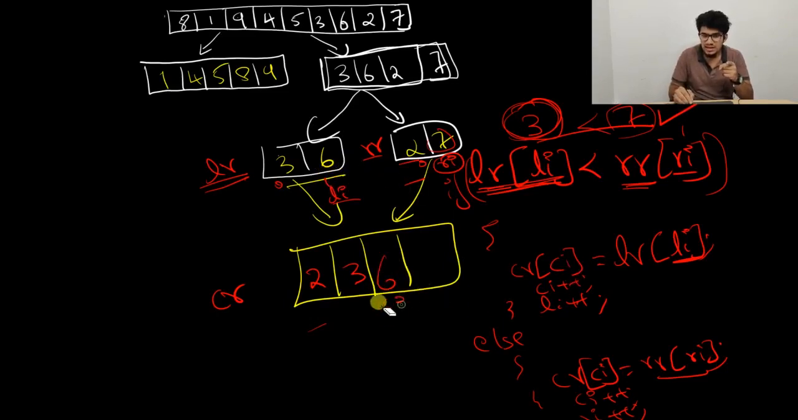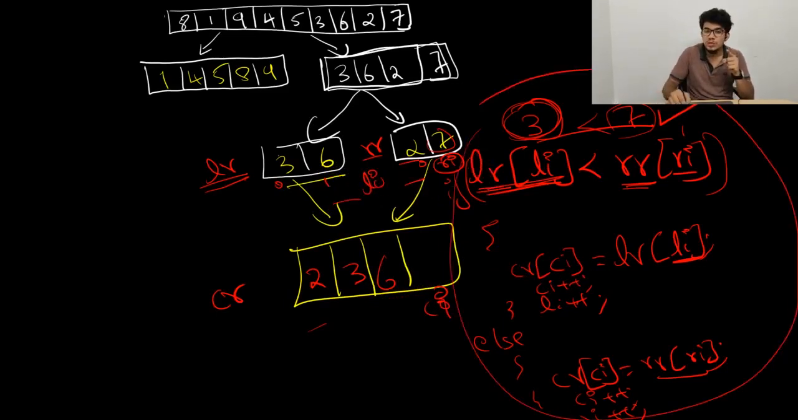In Ci, increment Ci. Then increment Li. Li is incremented. Now, can I execute this while loop now? Can I execute this logic now? I can't execute this logic anymore. Why? Because Li has crossed the range, and if I access LR of Li, array index out of bound, right?